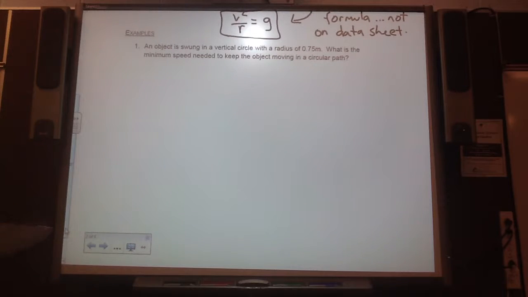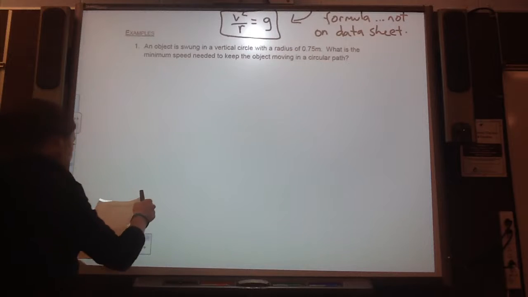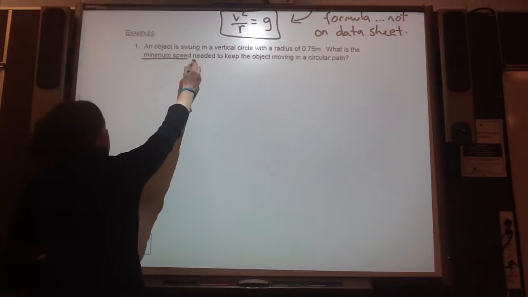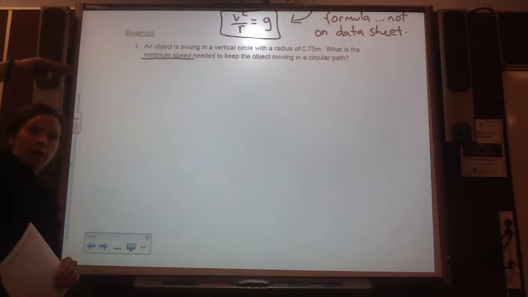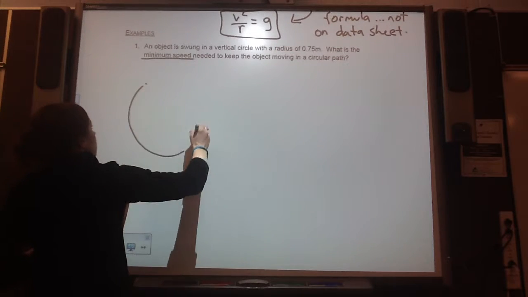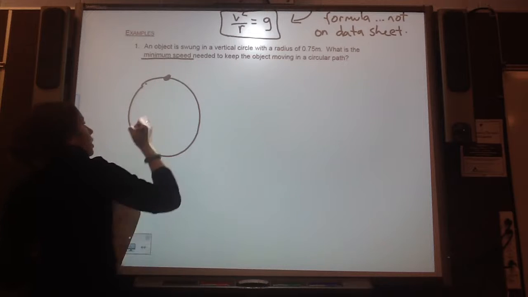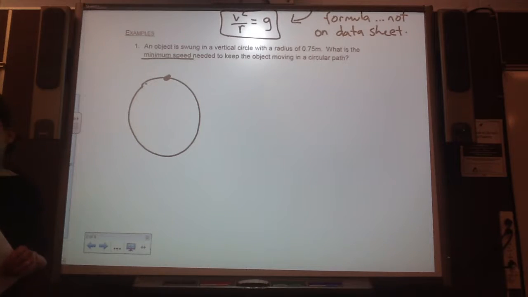Okay, so I find that it is helpful to still draw a free body diagram to start the questions. An object is swung in a vertical circle with a radius of 0.75 meters. What is the minimum speed needed? Okay, so minimum speed. That means we need to use it at the top, okay? So we say that our object is at the top because we're trying to find minimum speed.